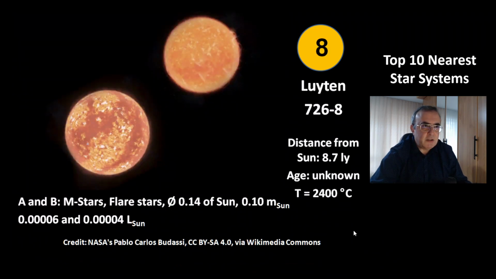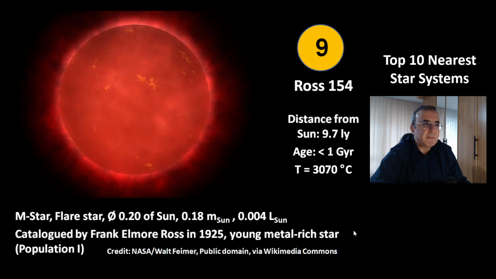This is number 8, Luyten 726-8. It's at a distance of 8.7 light years. Its age is unclear. This is a pair of M stars, red dwarfs. They're again flare stars, about the same size. They're 14% of the Sun's diameter and 10% of its mass. And again, just a fraction of the Sun's luminosity.